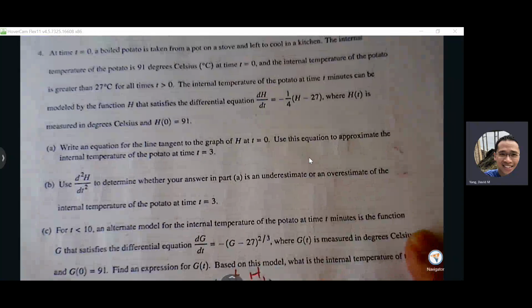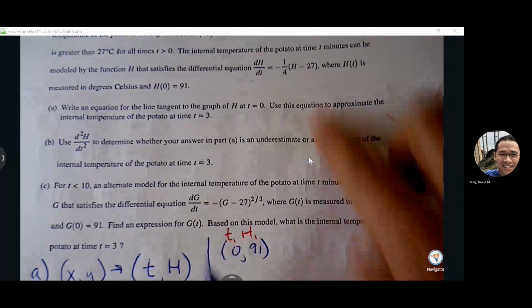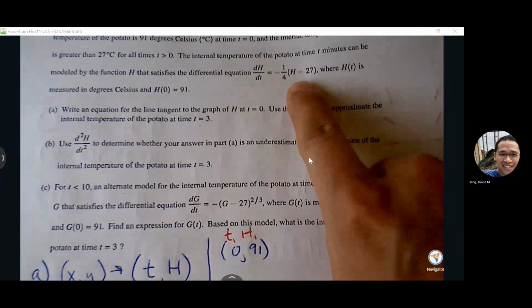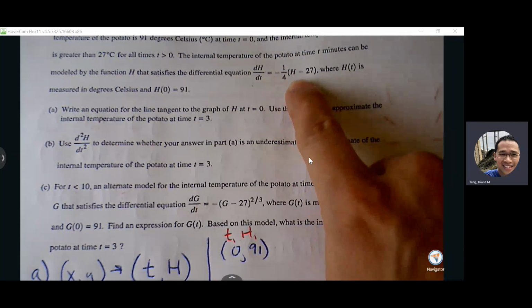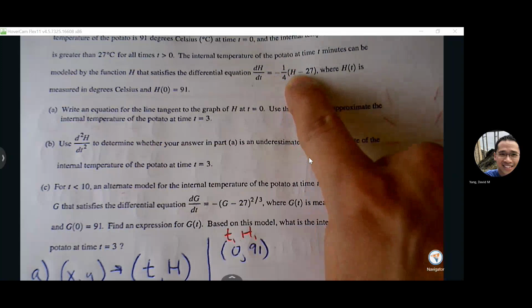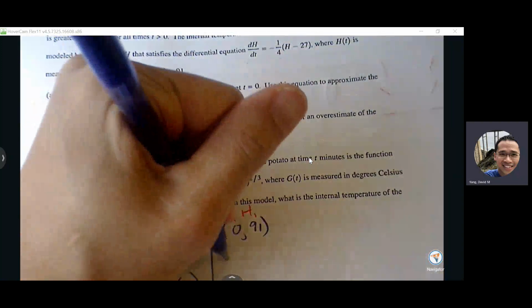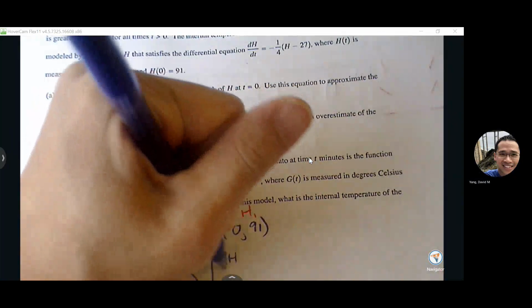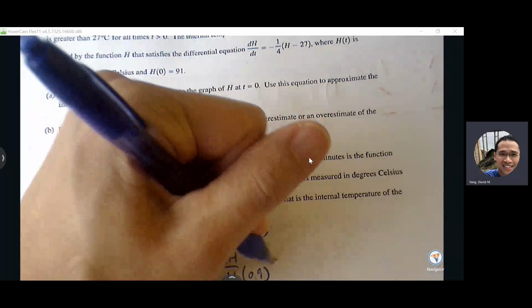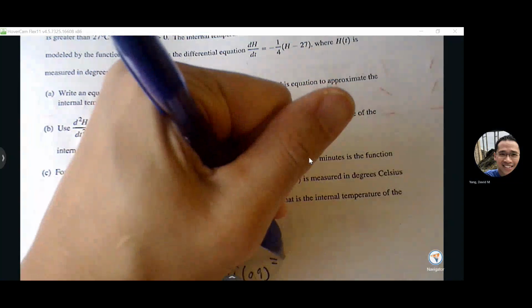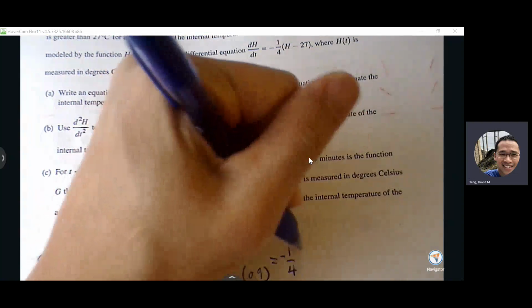And how do I find the slope? Slope formula, right? Just plug into dH/dt. Looks like the only variable that it needs is what? The h, right? So I can say dH/dt at 0.91. It doesn't have a t variable that it needs. It only needs the h variable.